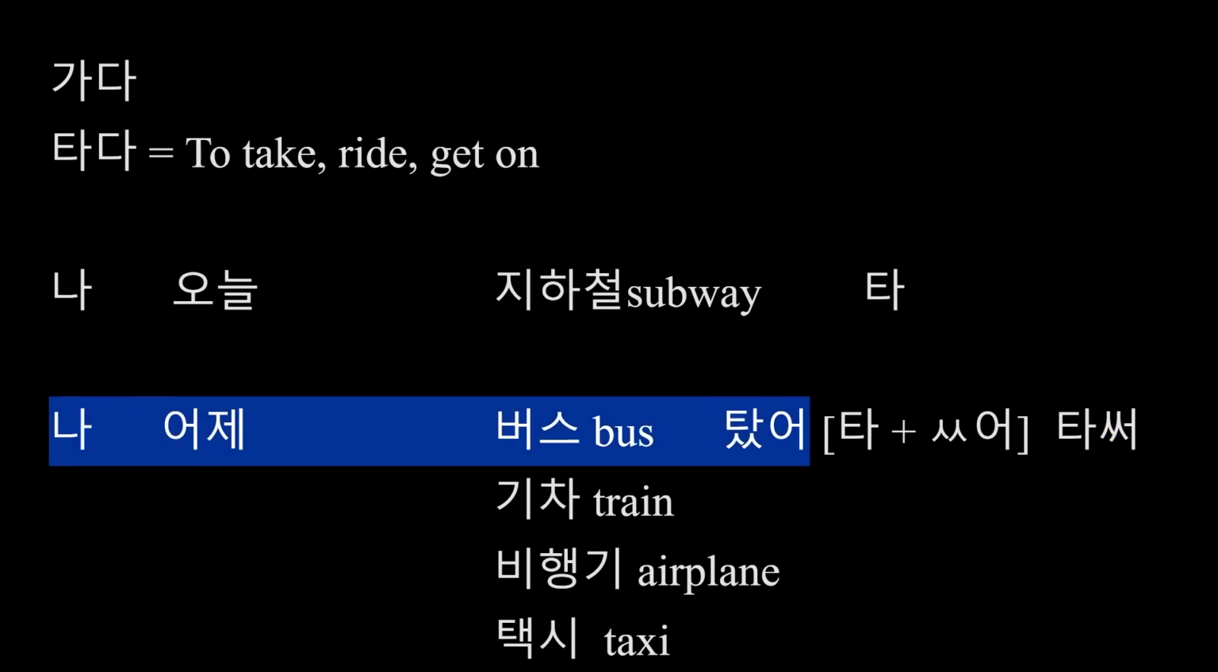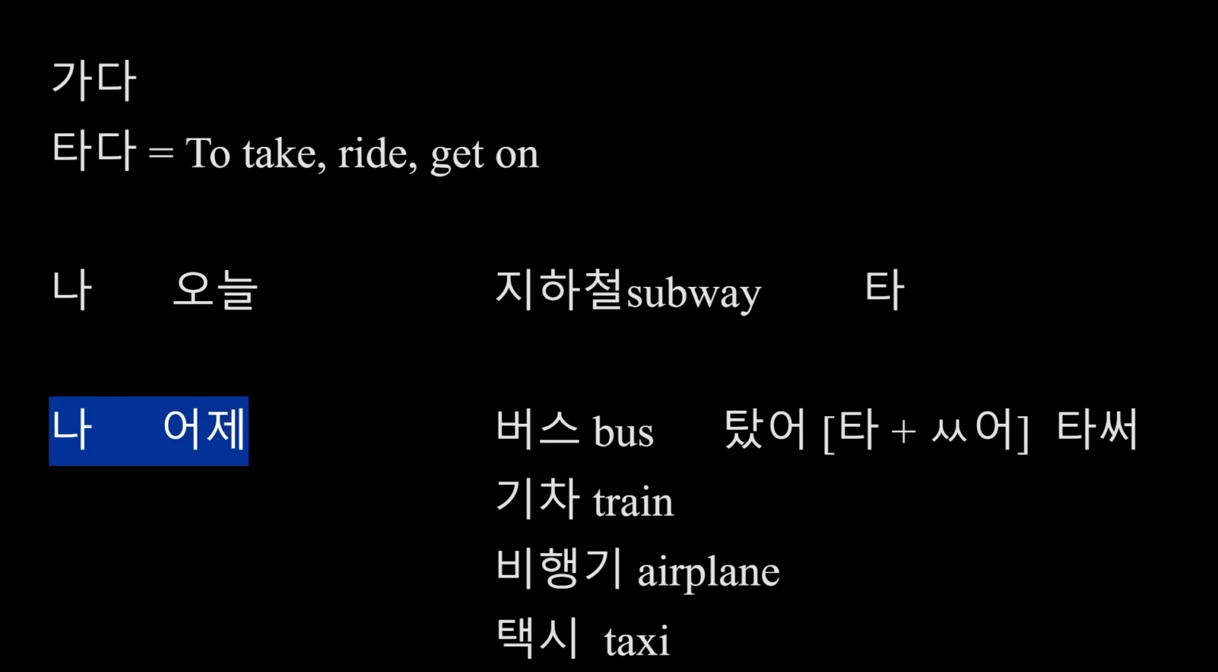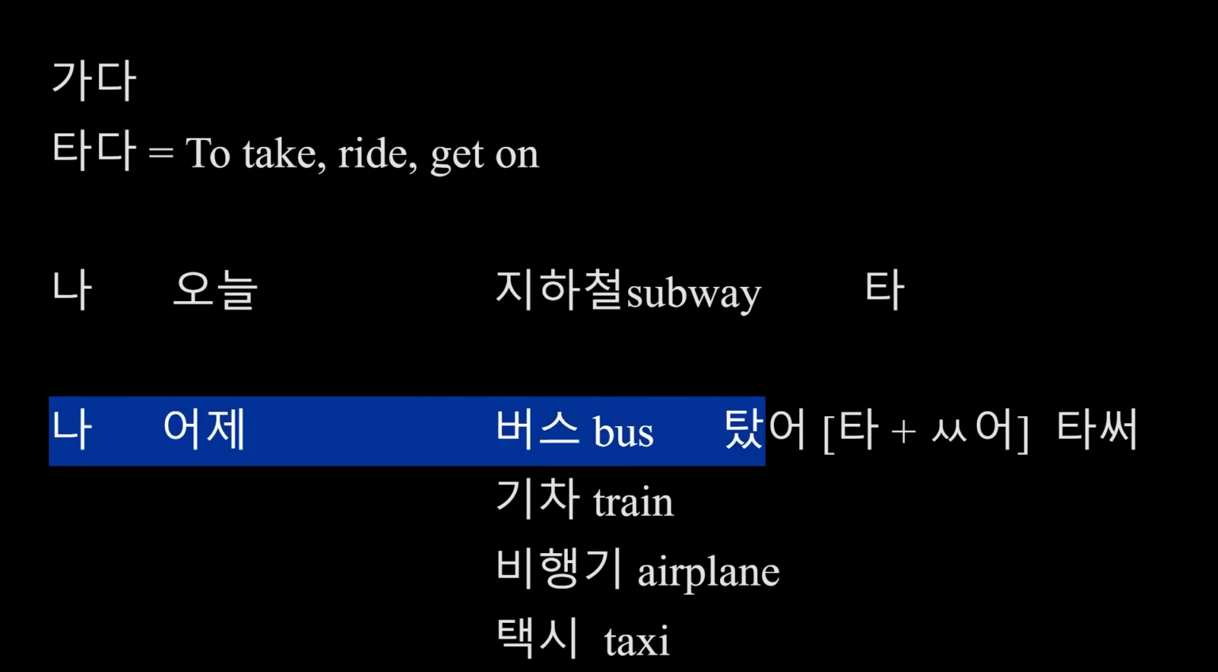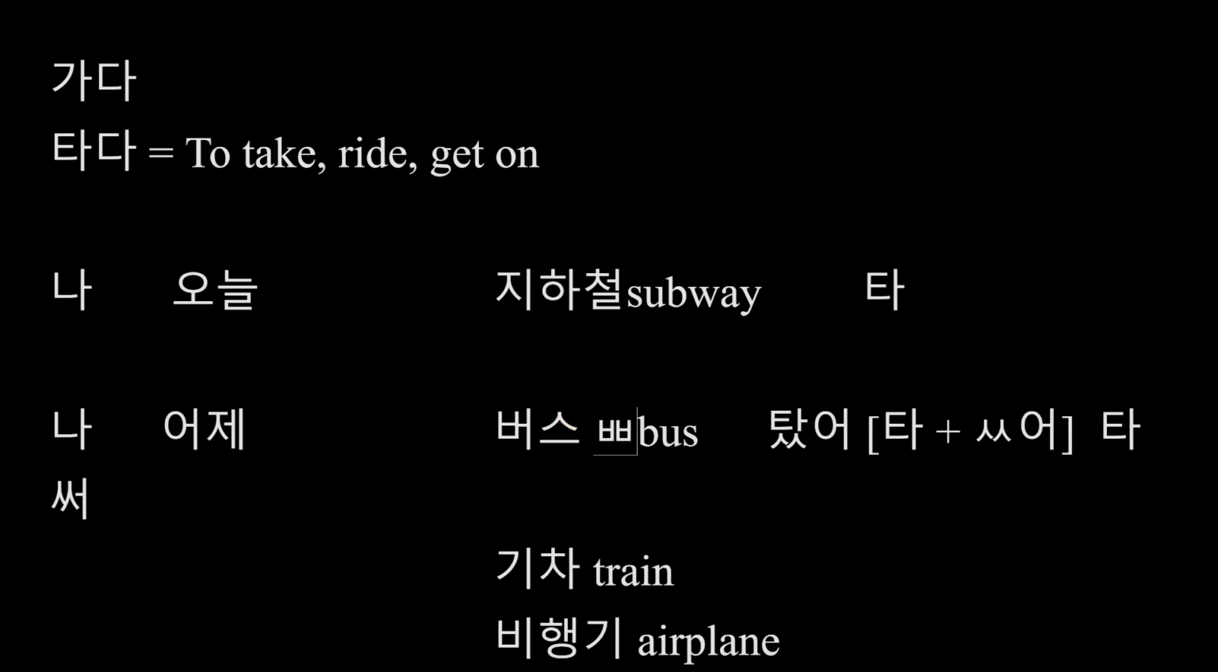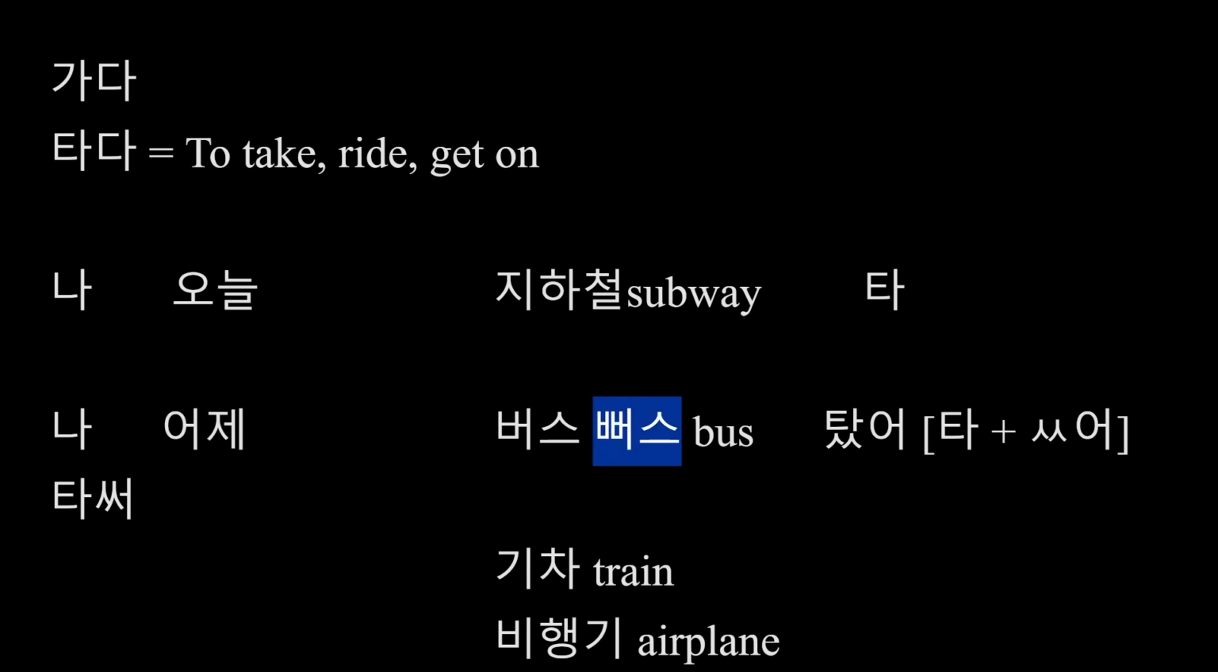So the first example here is 나 어제 버스 탔어. I took a bus yesterday. By the way, this bus basically it's a loaned word. As we see here, this is a bus. Well, we pronounce probably just like that. Bus. We pronounce like this, but we write this way.